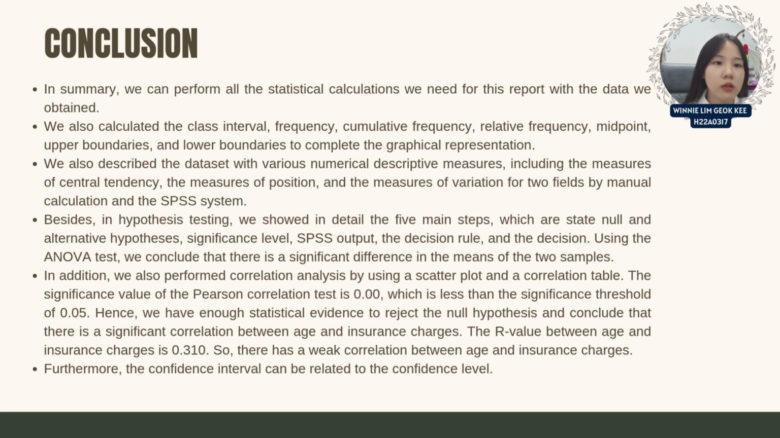Using the ANOVA test, we can conclude that there is a significant difference in the mean of the two samples. In addition, we also perform correlation analysis by using a scatter plot and a correlation table. The significant value of the correlation test is 0.00, which is less than the significance threshold of 0.05. Hence, we have enough statistical evidence to reject the null hypothesis and conclude that there is a significant correlation between BMI and insurance charge. The R value between BMI and insurance charge is 0.31, so there is a weak correlation between BMI and insurance charge. Furthermore, the confidence interval can be related to the confidence level.